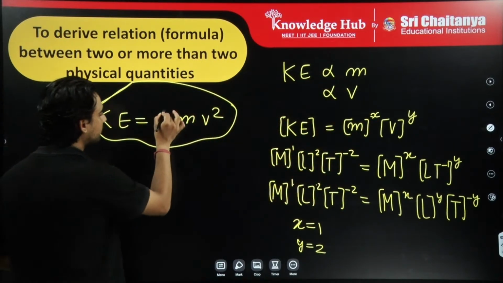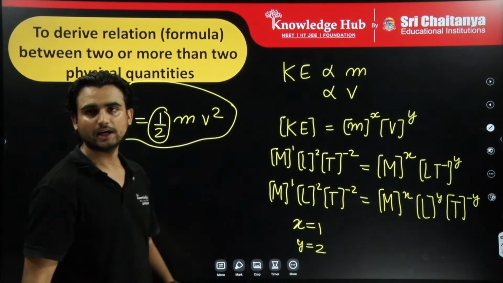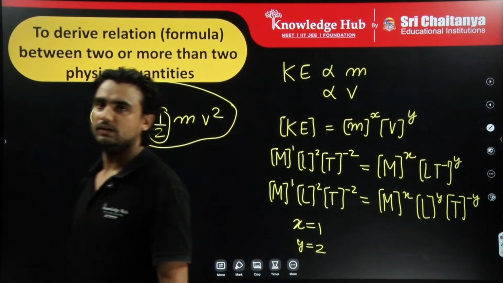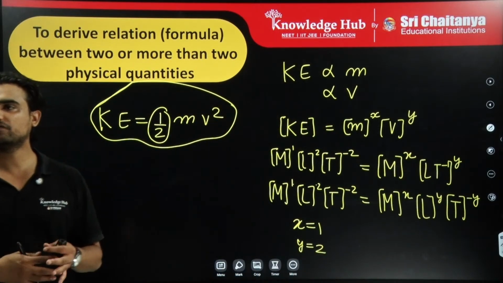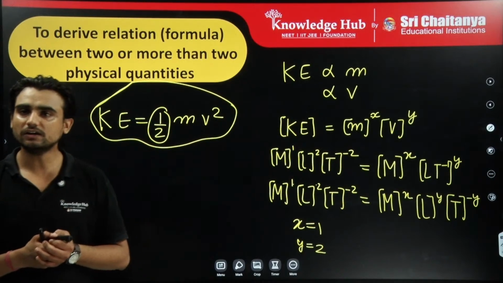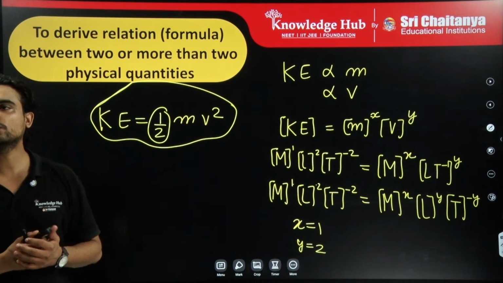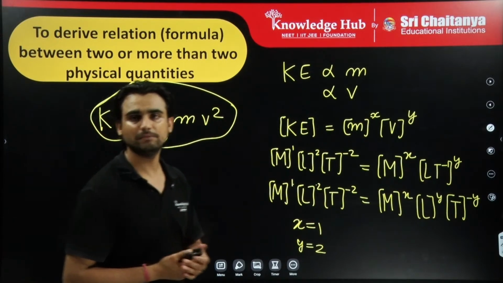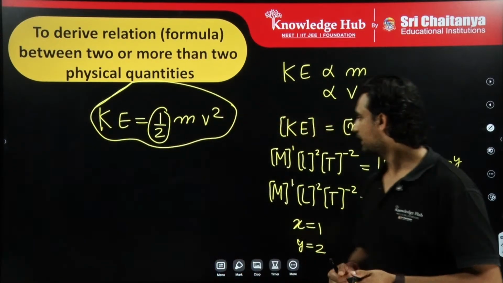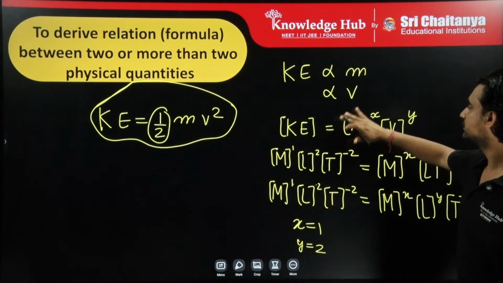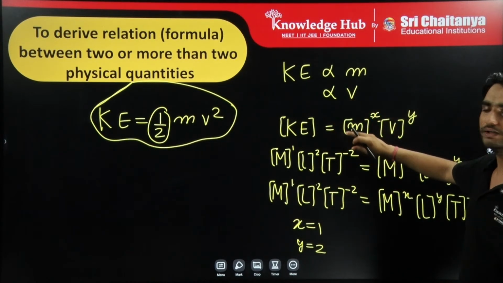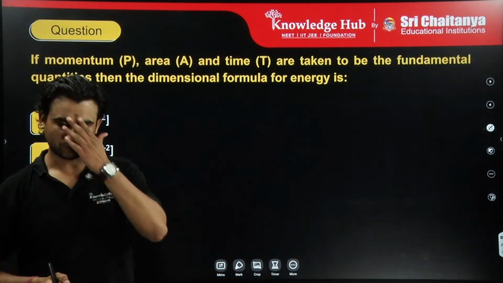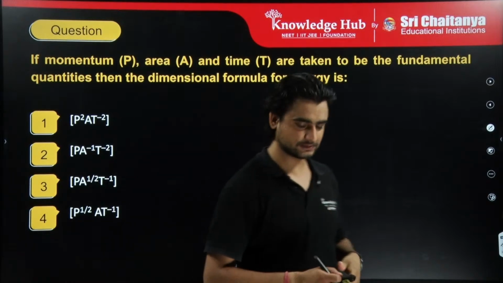But I cannot derive this 1 by 2, because 1 by 2 has no dimension. So we can only check whether my formula is dimensionally correct or not. This number I cannot derive. This can be 1 by 3, 1 by 4, I don't know. But I know what the power is raised to my fundamental quantity. Let's move forward. Please let's solve this question first.